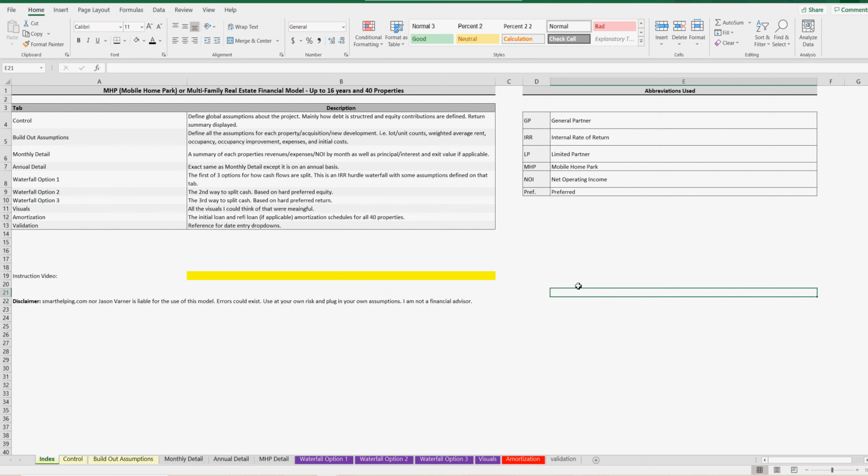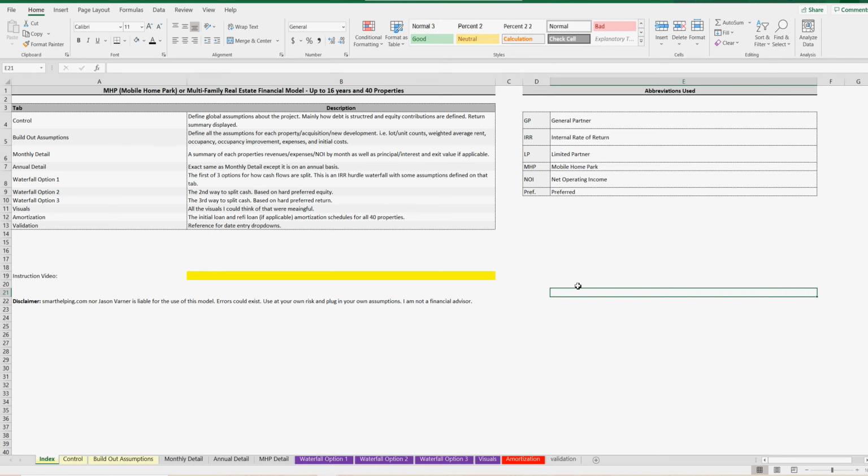I finally finished the mobile home park upgrade, and it took about 4 weeks, a lot of hours. This can also be used for multifamily real estate acquisitions or build outs as well. Essentially, anything that has a weighted average lot rent and then some occupancy over time and some rent growth. Those are the main limiting factors of if it can be used or not.